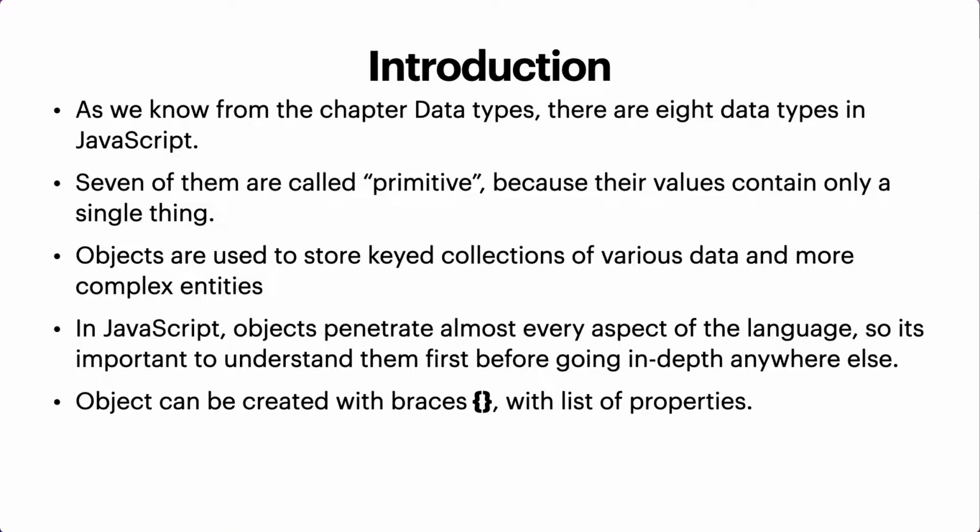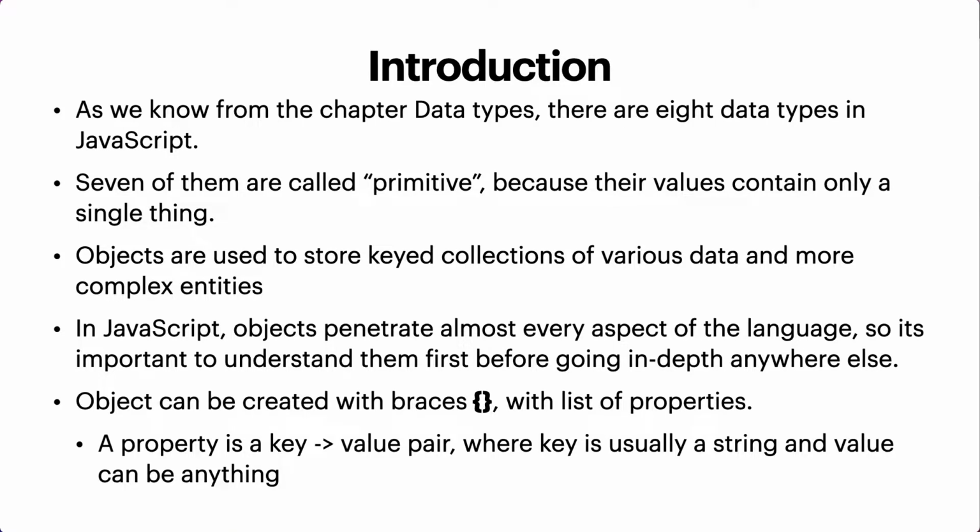Objects can be created with curly braces. We can see it here: curly braces with a list of properties. As we have seen with how we declare functions, we have the body of a function, or the body of a loop as well, and we enclose the body with curly braces. Same thing here, but as a data type, we are enclosing the properties within the pair of braces.